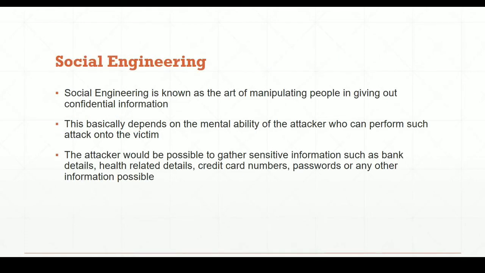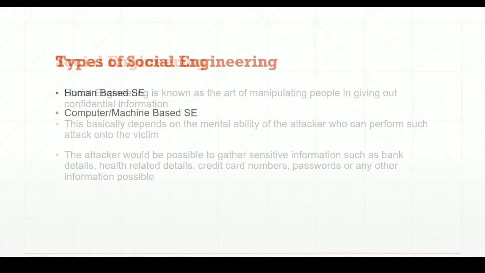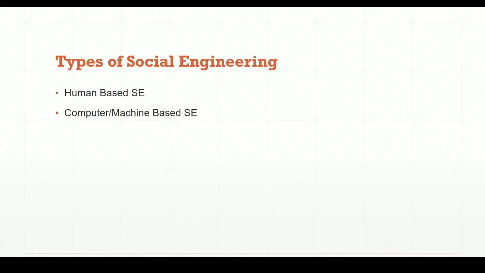So next we will learn more about social engineering. Social engineering is known as the art of manipulating people into giving out confidential information. This basically depends on the mental ability of the attacker who could perform such an attack on the victim. The attacker would be able to gather sensitive information such as bank details, health-related details, credit card numbers, passwords, or any other information possible. So what are the different types of social engineering?